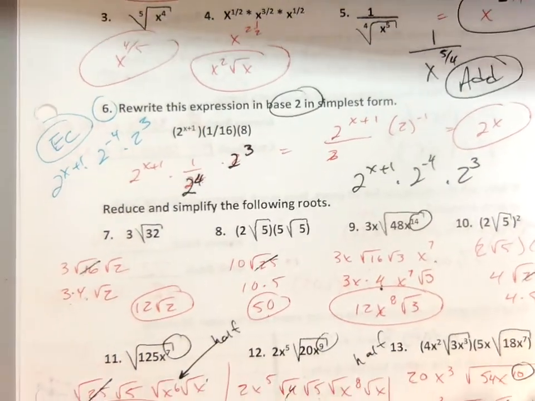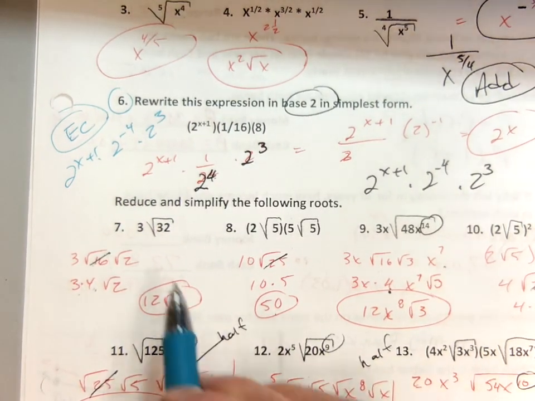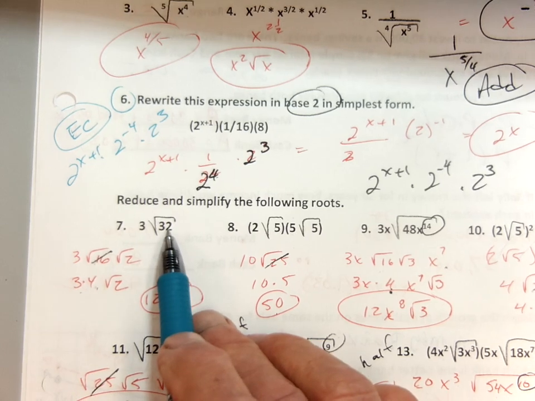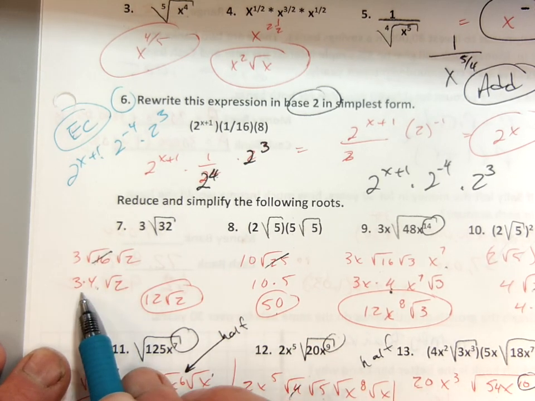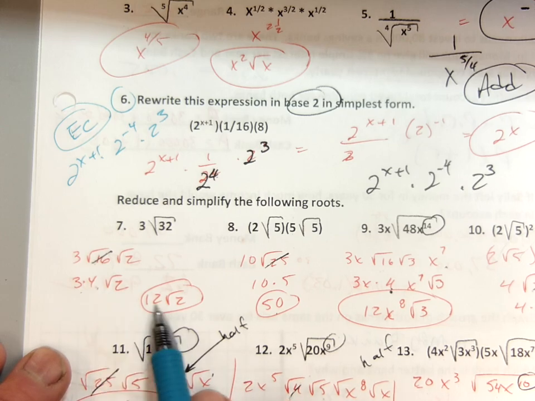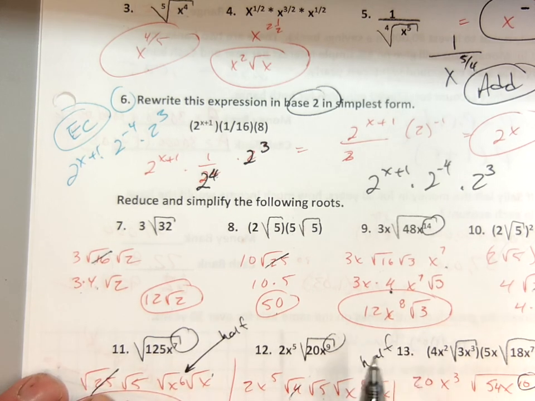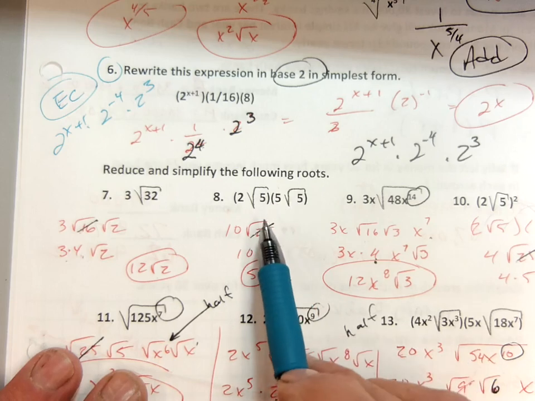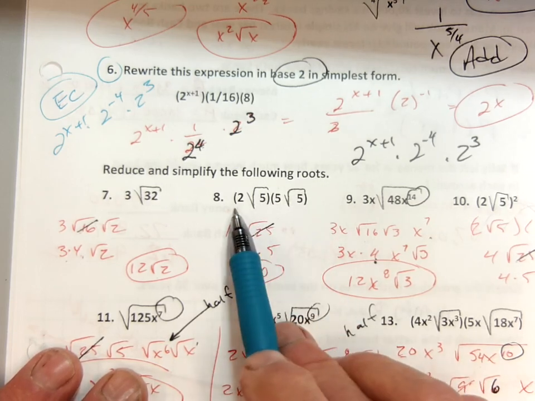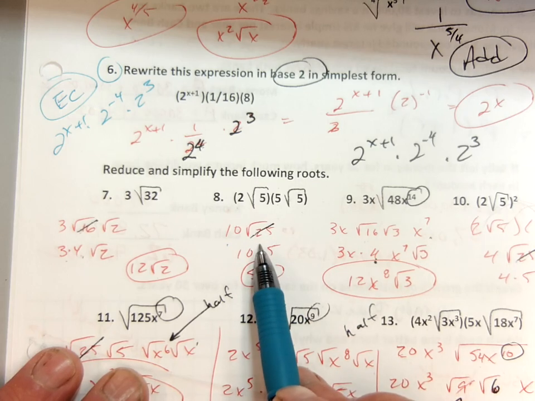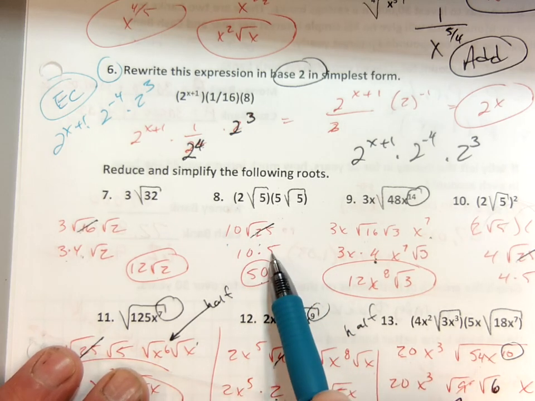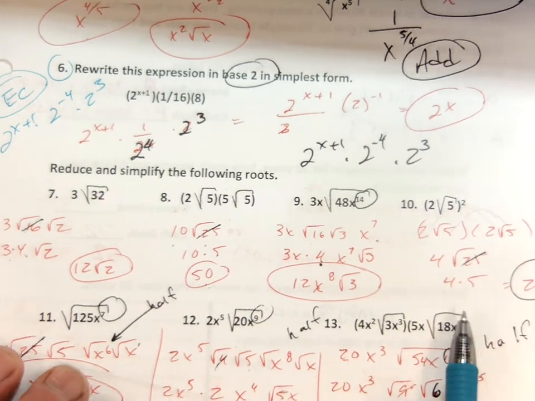All right. These you should be able to do. 7, 32, I like the multiple of 16 and 2, because the square root of 16 is 4, and then 3 times 4 is 12 times the square root of 2. So you get 12 square root of 2. 8, I multiply, and I'm going to get whole numbers. I'm going to get 10 times the square root of 25. I take the square root of 25 as 5. 10 times 5 is 50, okay?